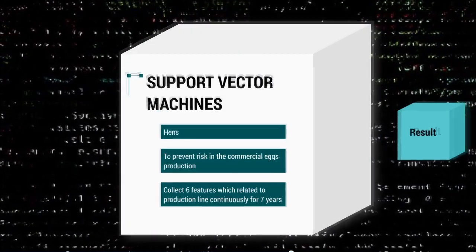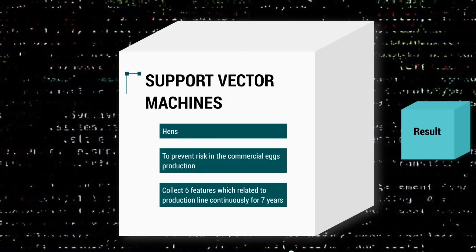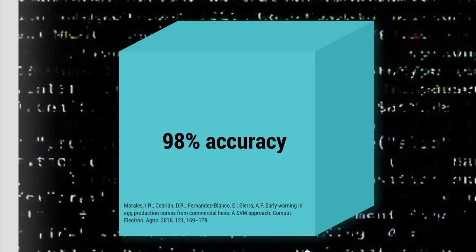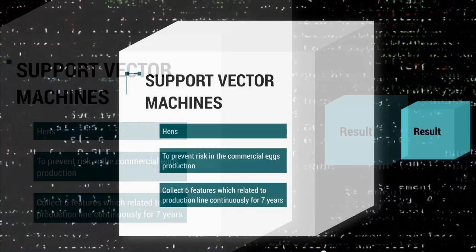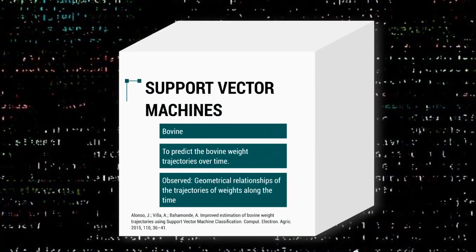Next, an SVM model is being used in 2 studies, where one is to prevent the risk in commercial egg production, and another one is to predict the bovine weight trajectory over time. 6 features of the hens are being collected continuously for 7 years, and the early warning is accurate up to 98%. While for bovine, geometrical relationships of the trajectories of weights are being learned along the time by the models.